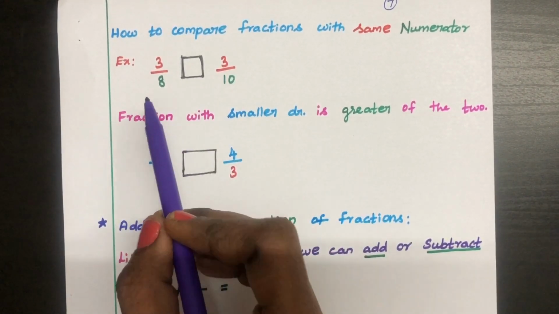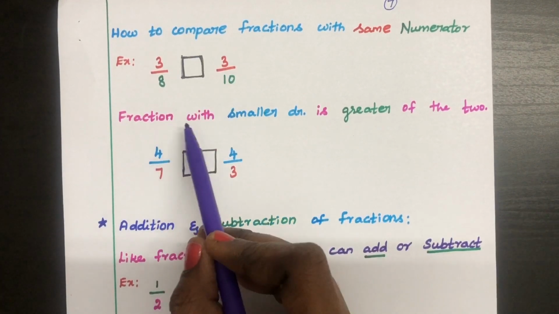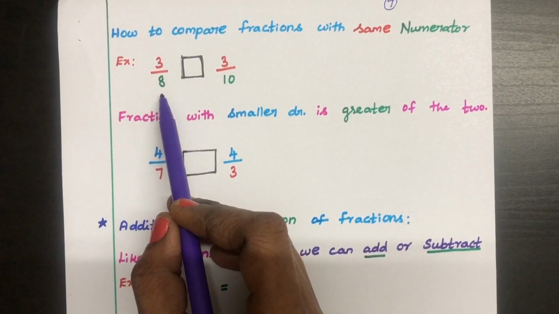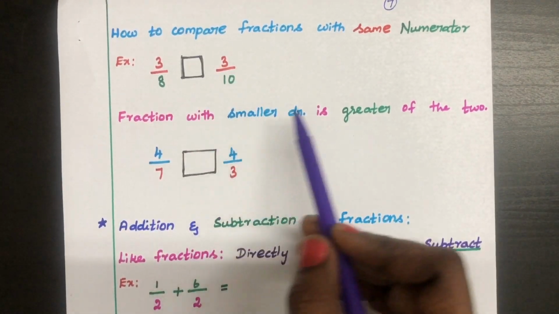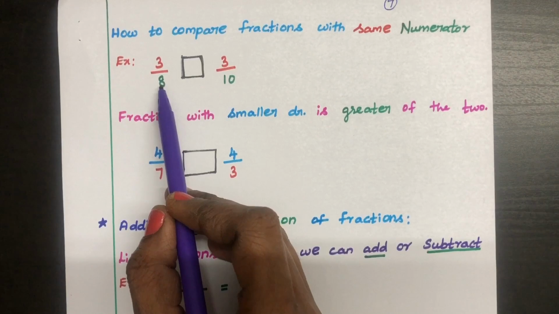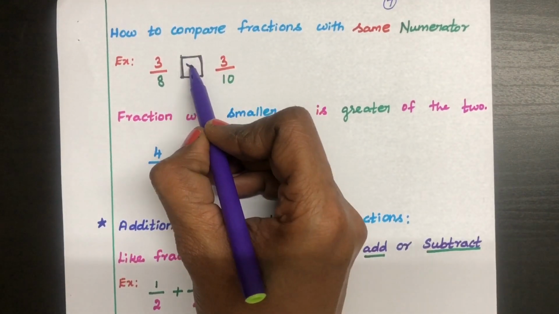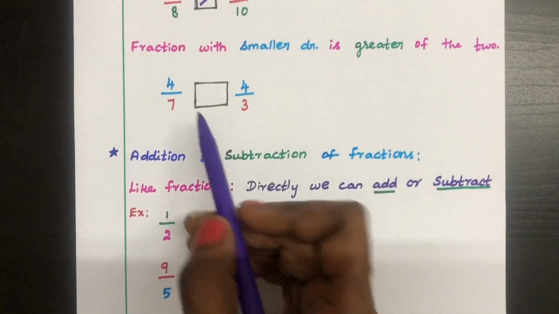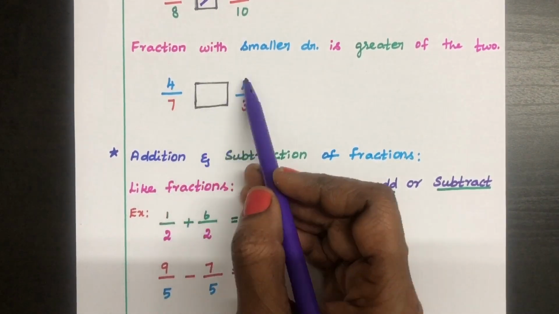So here we are going to look for the smaller denominator. The fraction with the smaller denominator is greater than the fraction with the bigger denominator. So 3 by 8 is greater than 3 by 10. Now we will have another example. 4 by 7 and 4 by 3.